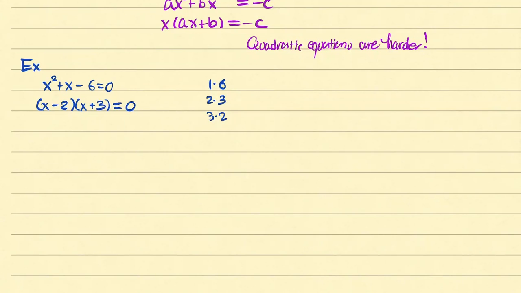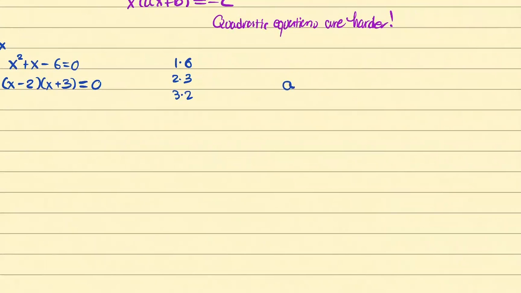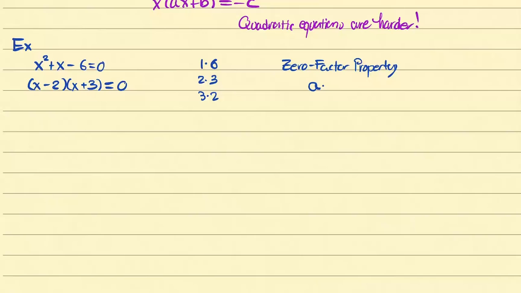And if you notice, this is equated to 0, which is very important because there's a property that says if... what is this property called? I think it's called the zero factor property. And it's the base idea of how we solve quadratic equations by factoring. If a times b is equal to 0, a is equal to 0, or b is equal to 0.